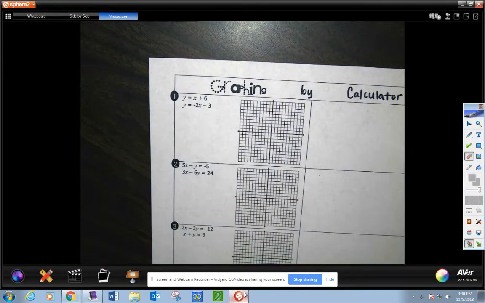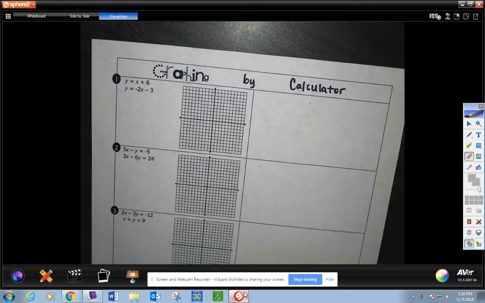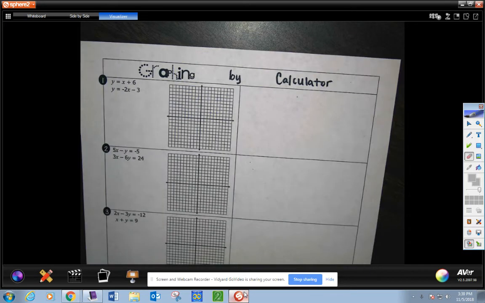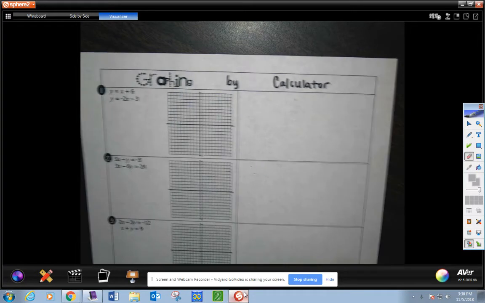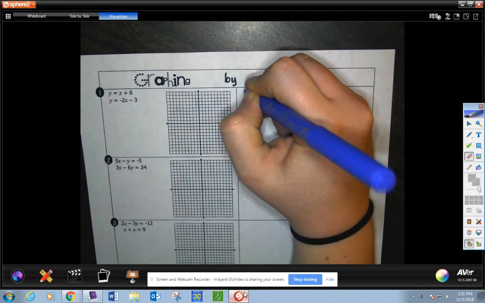All right, guys. So if you'll have this graphing by calculator paper out in front of you, I told you the day that we did graphing systems of equations that there was a way to do it in your calculator. So today I'm going to show you how to do that. But the first thing I need you to do is write out some steps, or otherwise you don't know how to use the calculator. So over here in this big box, if you would, we're going to put step 1.